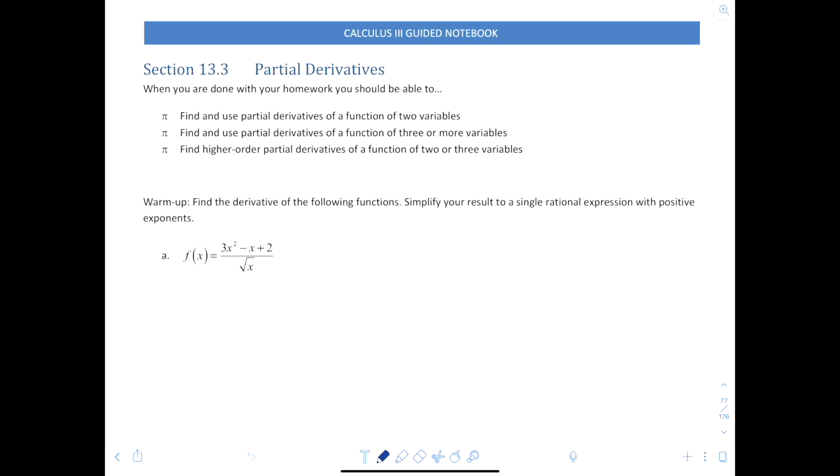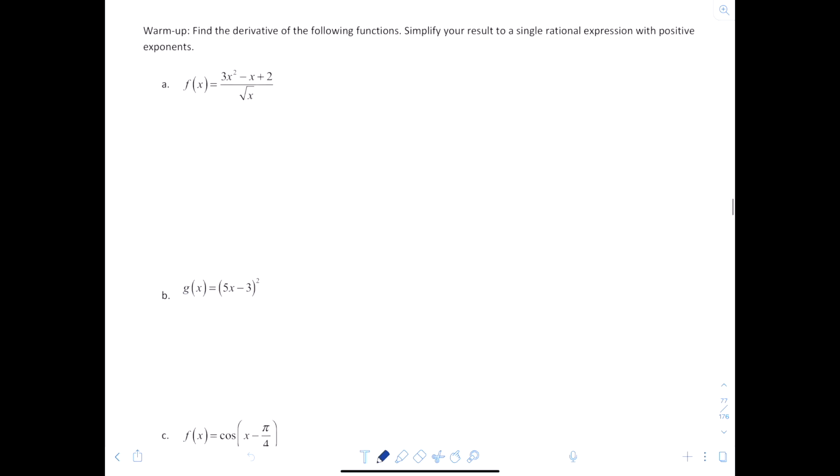So let's do it. Let's warm it on up by using our mad awesome derivative skills from Calc 1 to differentiate these problems with respect to x. On your mark, get set, go! You can do it. I know you can. All right, let's see how you did.